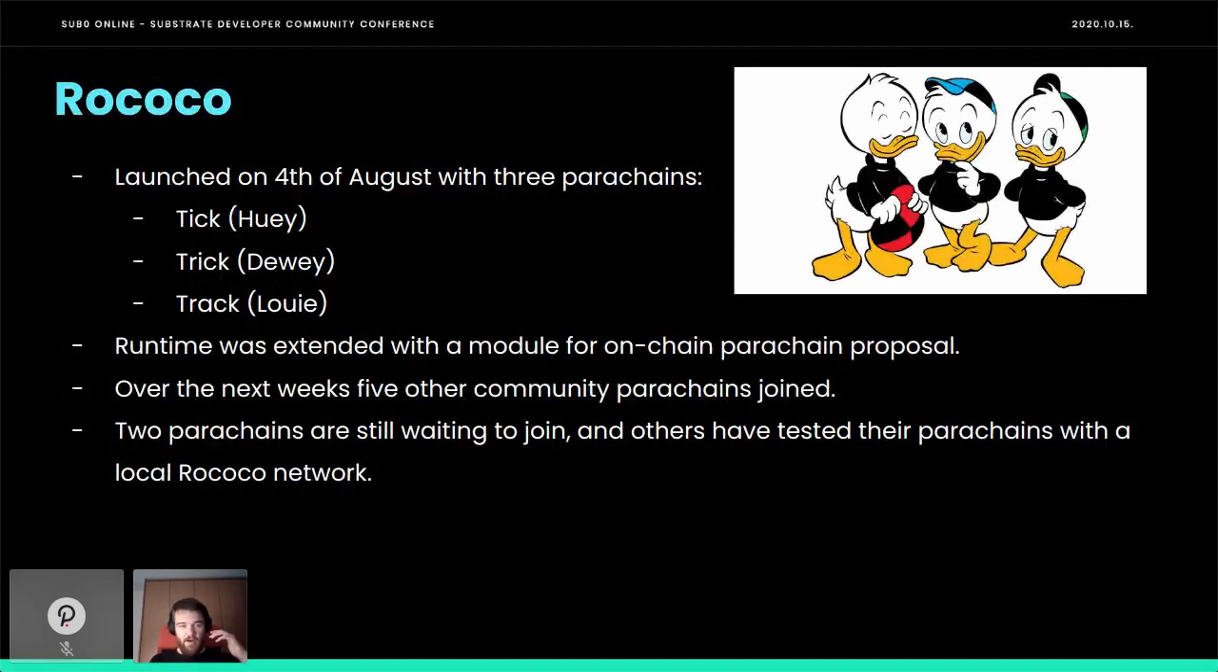And there are 2 Parachains which are still waiting to join. And there are a lot of people who test their Parachains locally on the Rococo test network, and that testing is still ongoing. So now a recap of Rococo.